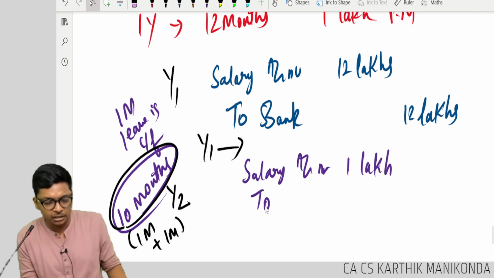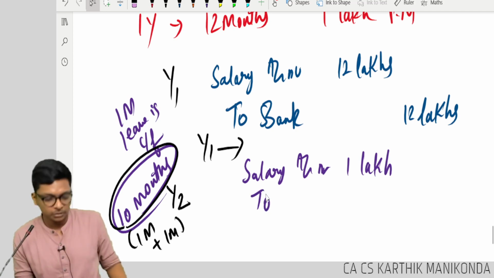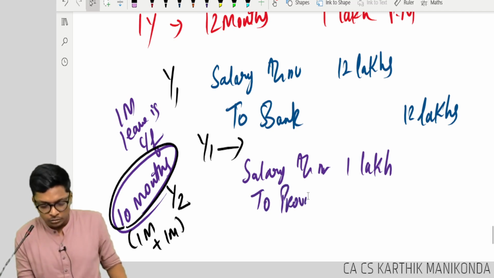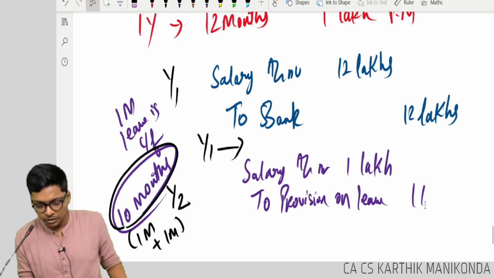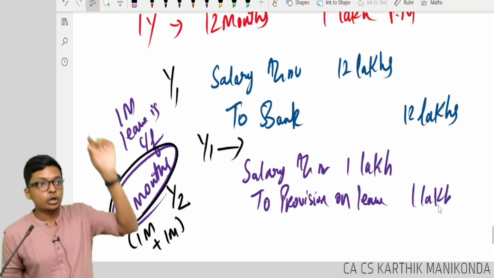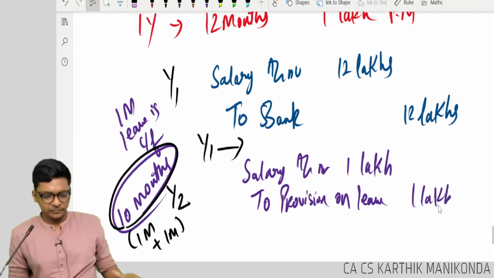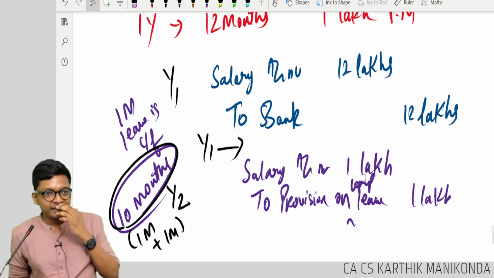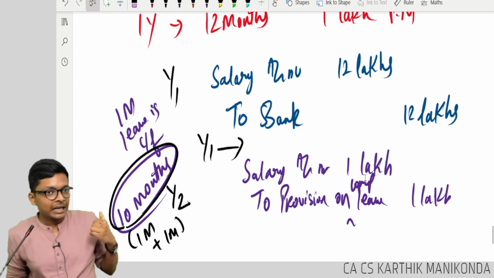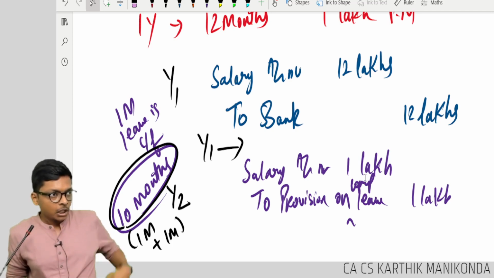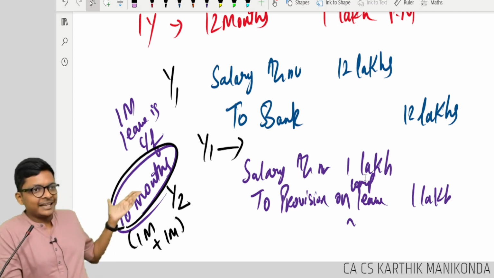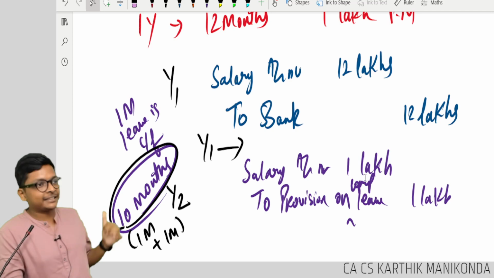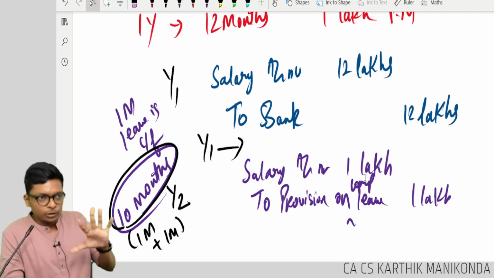So I will create a provision on leave 1 lakh, or provision on compensated leave. I will use provision on compensated leave. Are you following, guys? No, I am not paying him 13 lakhs. Where am I paying? We will come to that next year. Yes, I will account 13 lakhs only.